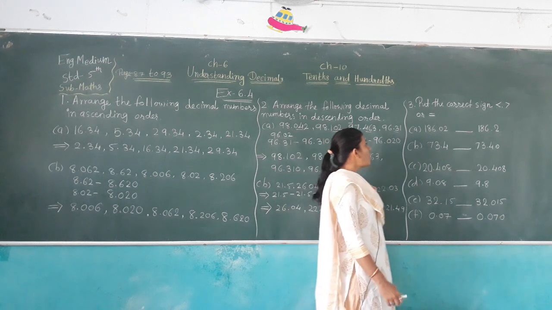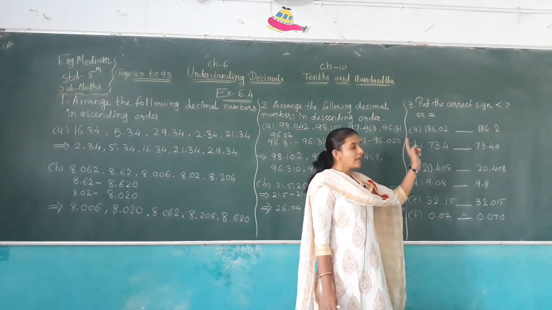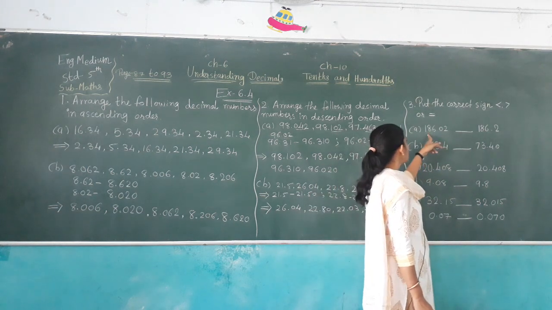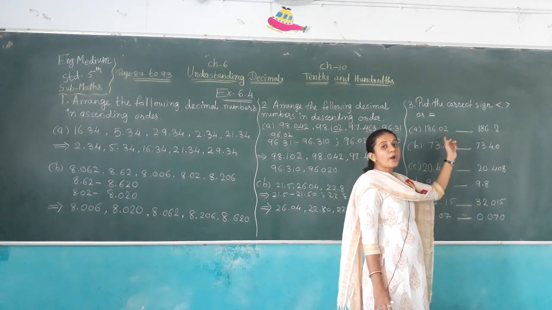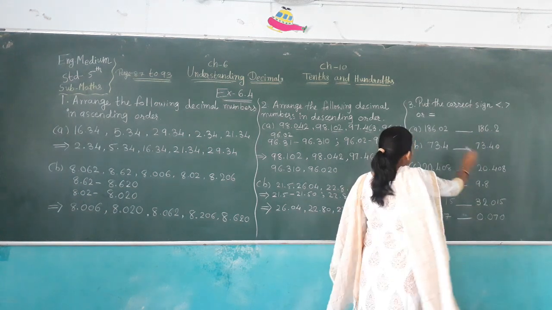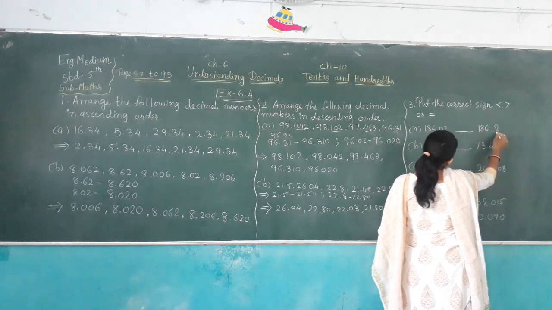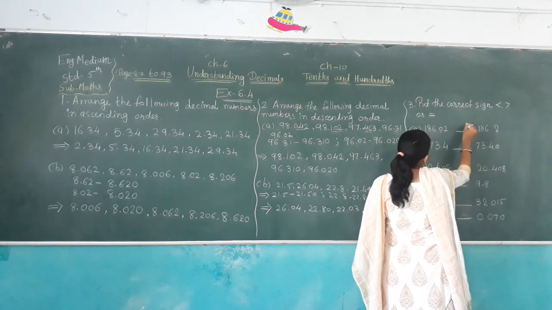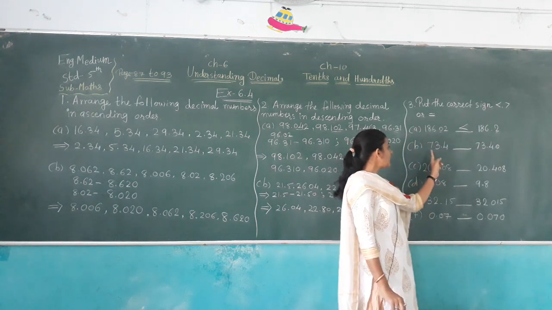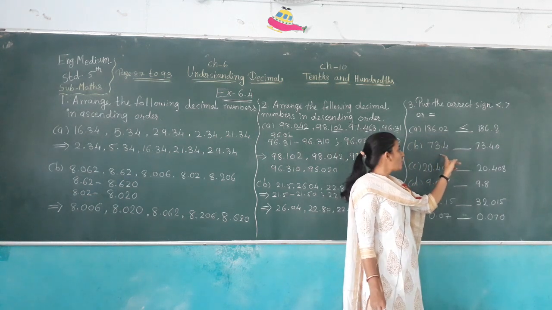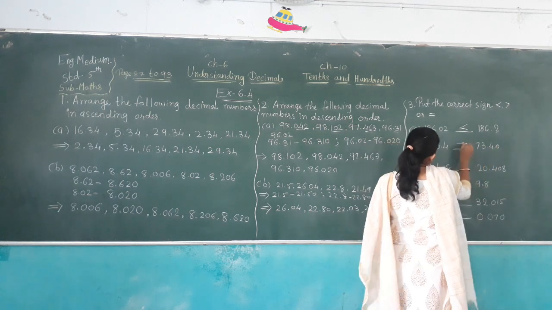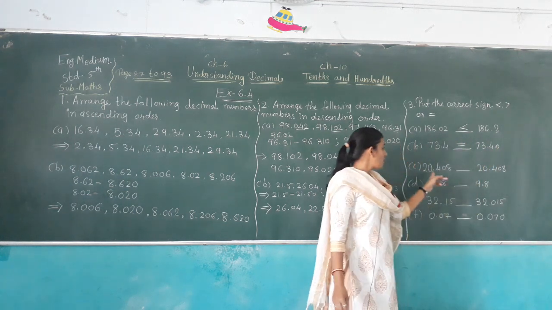Question number 3. Put the correct sign: less than, greater than or equal to. Here 186.02 and 186.2. Here tenth place 0, here tenth place 2. So 2 is greater, so keep the less than symbol. Again 73.4 and 73.40. Both are the same, so keep the equal to symbol.